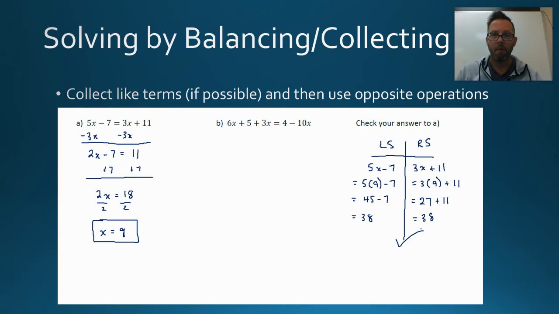Let's look at B. B is a little bit different. Now we have 3x terms. So my advice would be, if you can collect like terms and simplify on one side of the equation first, do that. Because I'm looking at this left side of the equation, and I have a 6x and a 3x, and they're just sitting there. They're on the same side of the equation. I should add those together. 6x and 3x just make 9x.